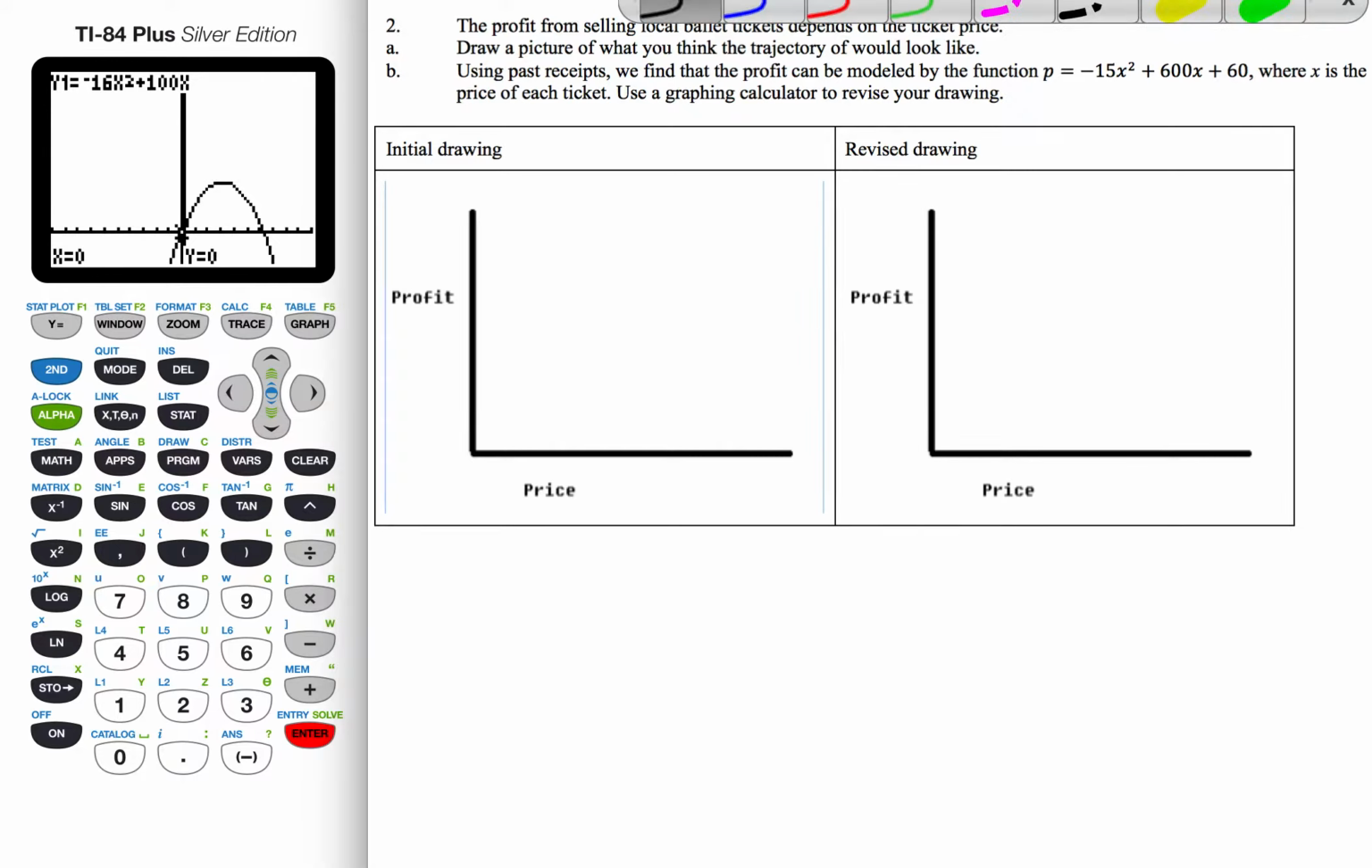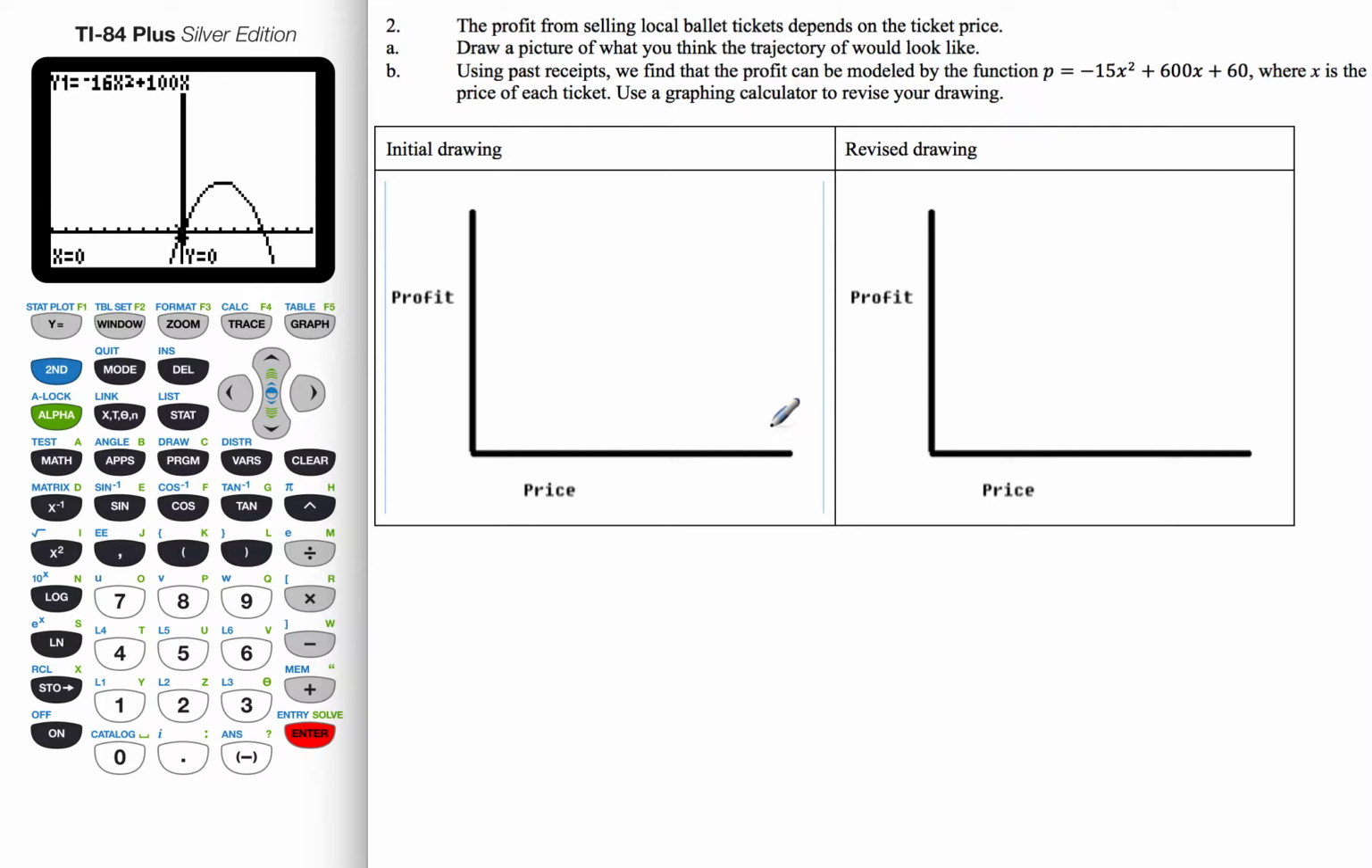We are here to do one more video before we go today. So number 2 says the profit from selling local ballet tickets depends on the ticket price. Draw a picture of what you think the trajectory of that would look.